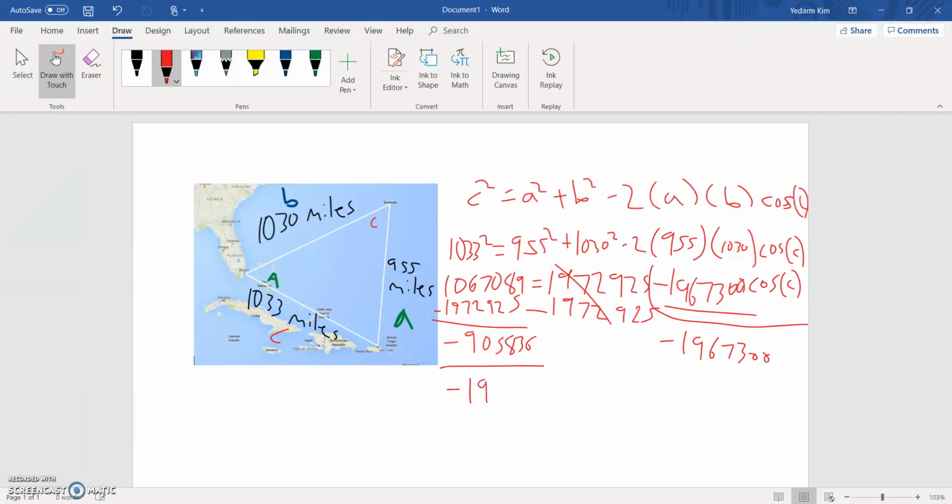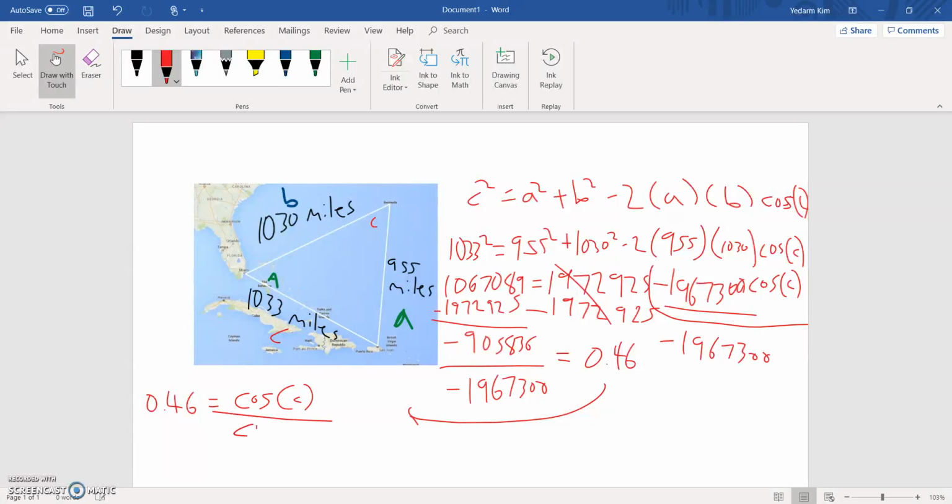And when you divide that number, you get positive 0.46. It's just an estimate. We'll round to the nearest whole number. And with that, we'll bring that over here, so it'll be 0.46 is equivalent to cosine of C.